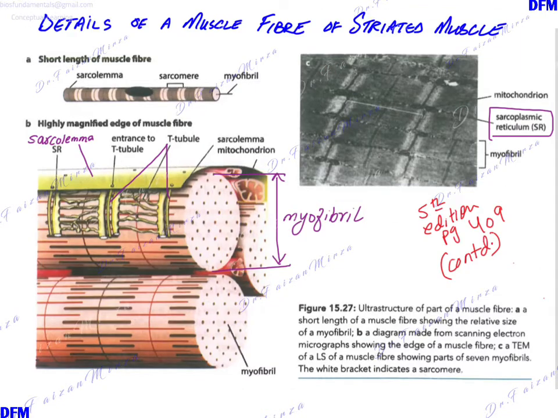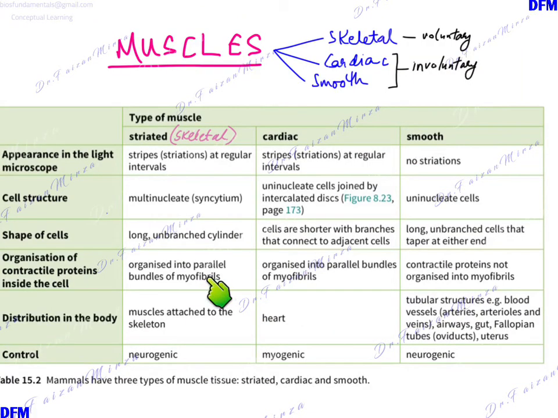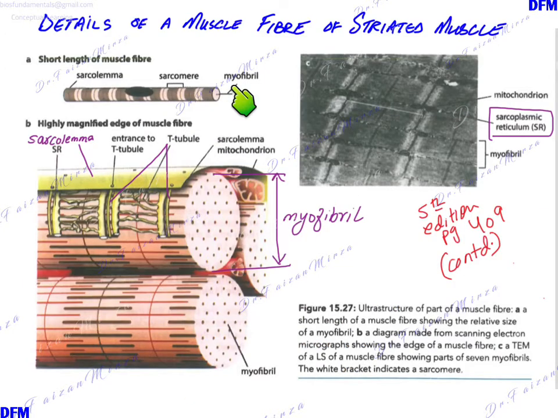Now when we go to the details of the muscle fiber, this is a short length of muscle fiber here. Again, you can see this is the sarcolemma membrane. This muscle fiber itself is composed of myofibrils. Now what are myofibrils? We studied that myofibrils are the parallel bundles of contractile proteins, which are present in the skeletal muscle as well as the cardiac muscle. The myofibril looks something like this, present inside the muscle fiber.